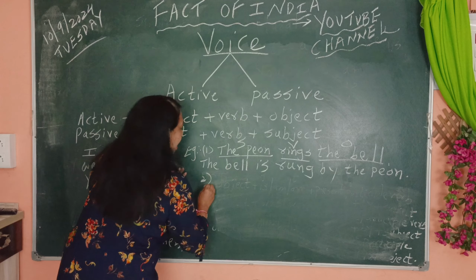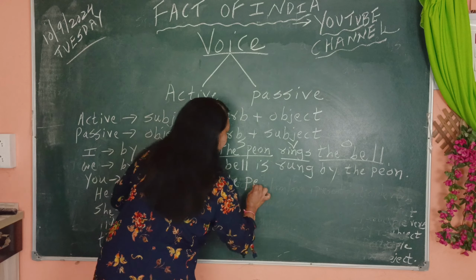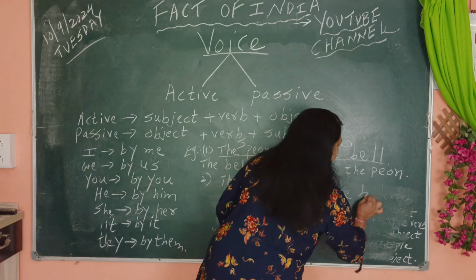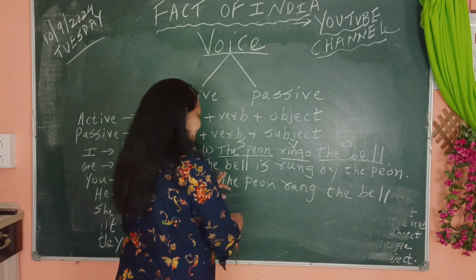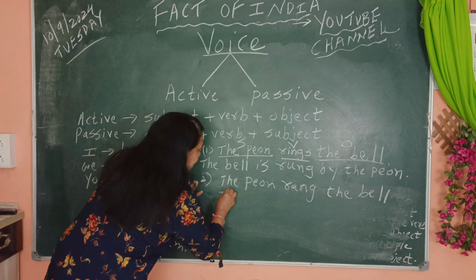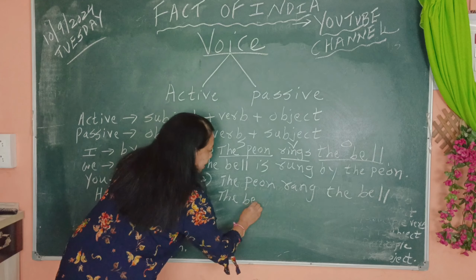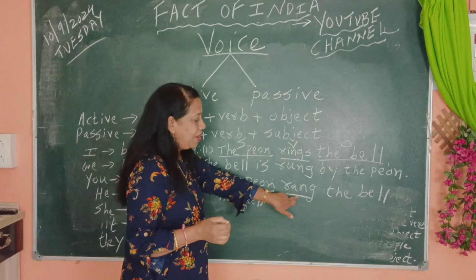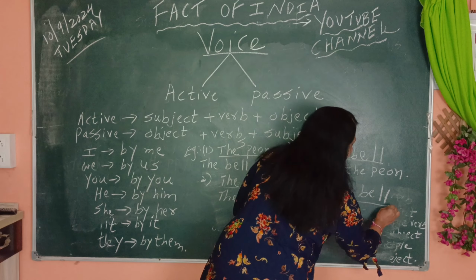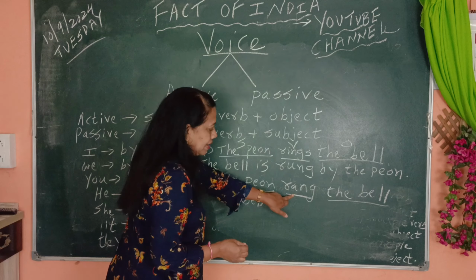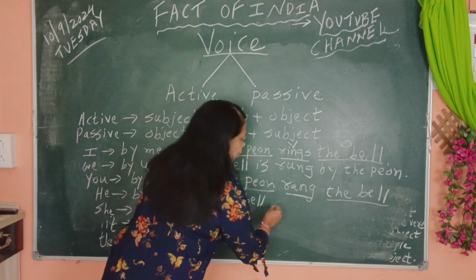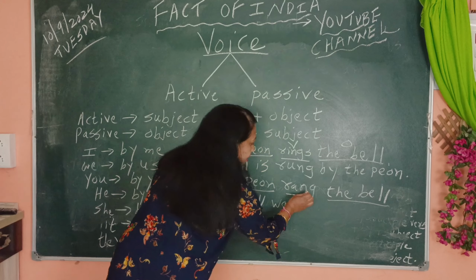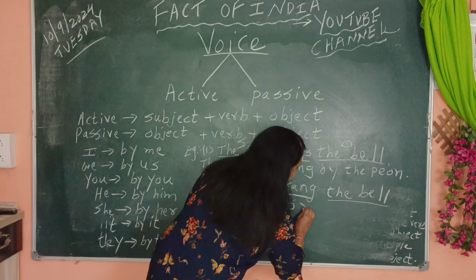Now turning into passive construction, we have to use first the object. The object is the bell and the bell is only one. Only one bell is there. So we use is. Then we have to use the past participle. Ring, rang, rung. And after that by and the subject. By the peon.